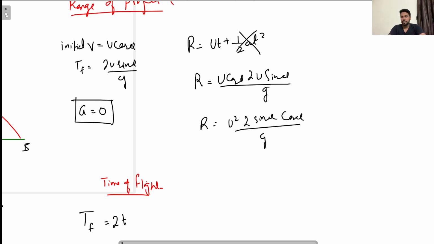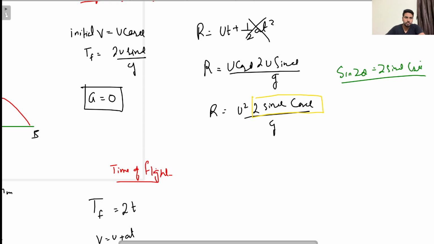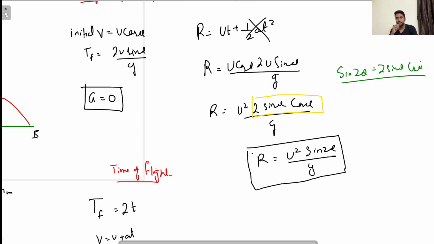Does this equation look very familiar to you? Look at this portion, 2 sin theta cos theta. Now trigonometry comes to help me. I know that sin 2 theta is equal to 2 sin theta into cos theta, isn't it? My trigonometry says that sin 2 theta is 2 sin theta into cos theta. So I just substitute it here. So my r is going to be equal to u square sin 2 theta by g. This is the value of my horizontal range.